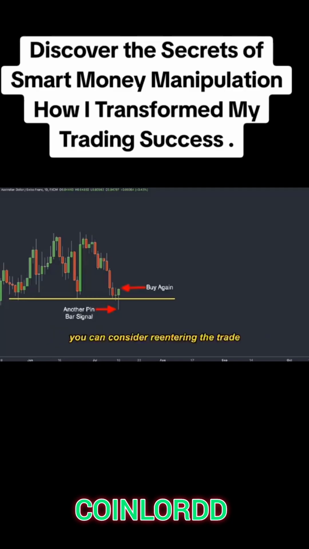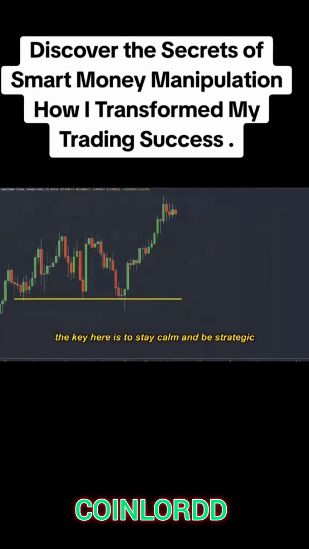You can consider re-entering the trade with another buy order. But this time, place your stop loss a bit further away, below the low of the stop hunt move. This gives your trade more room and helps you avoid getting caught in the same trap again. The key here is to stay calm and be strategic. Recognize that stop loss hunting is a tactic used by big players, and don't let it shake you out of your position too easily. By waiting for that second confirmation, when another signal forms, you can re-enter with more confidence, knowing that you're aligning with the true direction of the market.